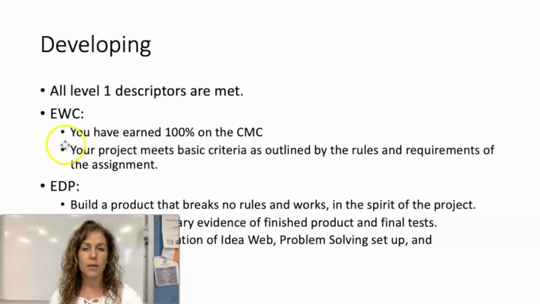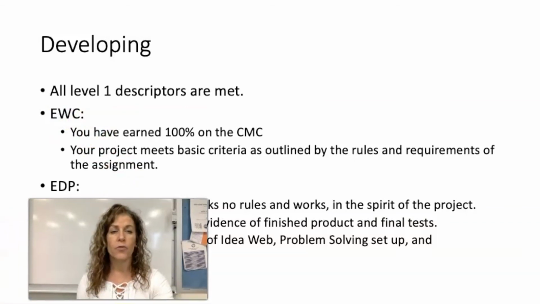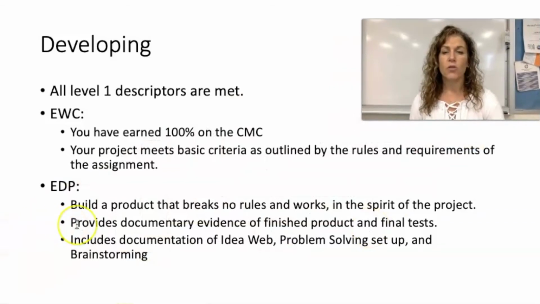To get developing, you've earned 100 on the content mastery checkpoint, and you meet the basic criteria as outlined by the rules and requirements of the assignment. And for the engineering design process, you're going to build a product that breaks no rules and works, right? So you haven't cut any corners. It's the spirit of the project. It provides documentary evidence of a finished product and final tests, and you include documentation of your idea web, the problem-solving setup, and the brainstorming at a minimum. That's the minimum documentary evidence that you need.